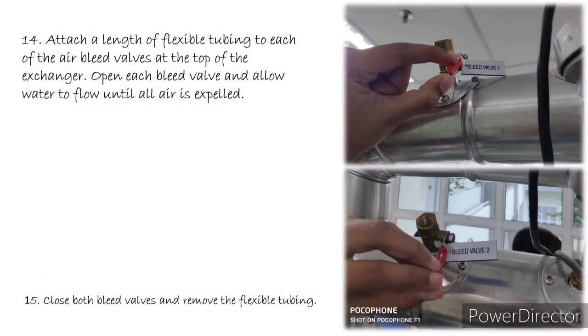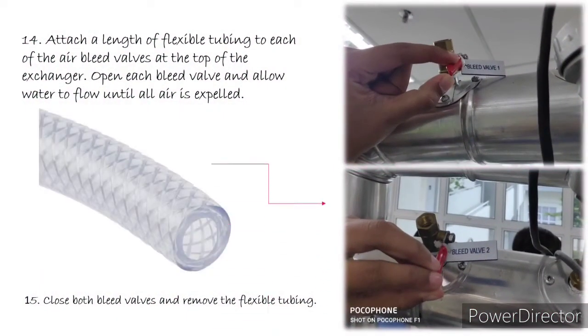Attach a length of flexible tubing to each of the air bleed valve at the top of the exchanger. Open each bleed valve and allow water to flow until all air is expelled. And then close both bleed valves and remove the flexible tubing.